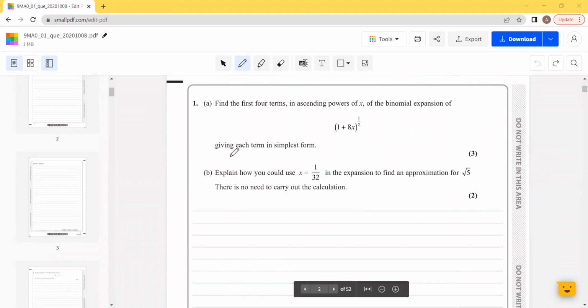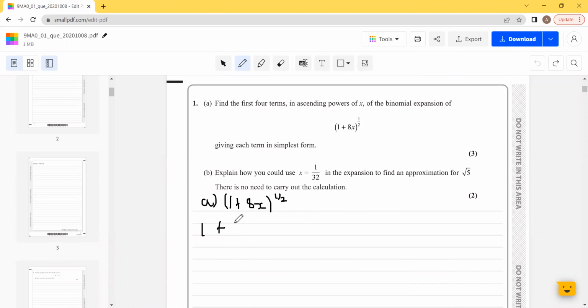Find the first four terms in ascending powers of x of the binomial expansion of (1 + 8x) to the power of a half. Okay, so let me write this out. (1 + 8x) to the power of half. All we need to do is implement the binomial expansion formula. So we will have 1 plus a half times 8x. That'll be the second term.